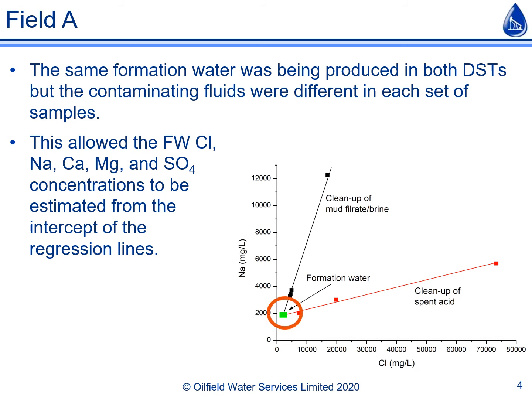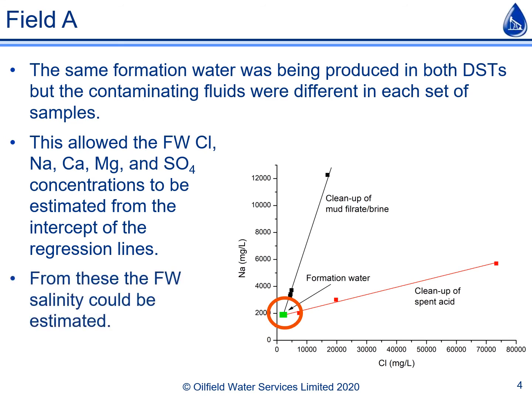Note that this method could be used because these ions were not significantly affected by reservoir reactions when the contaminants and the formation water mixed in the reservoir. If they had been affected by reactions, it would be necessary to use alternative methods that corrected for the effects of these reactions on the compositions of the produced water samples. From these major ion concentrations obtained, the salinity of the formation water was accurately estimated with minor uncertainty.